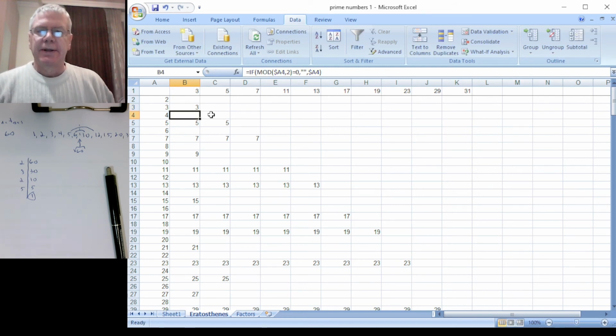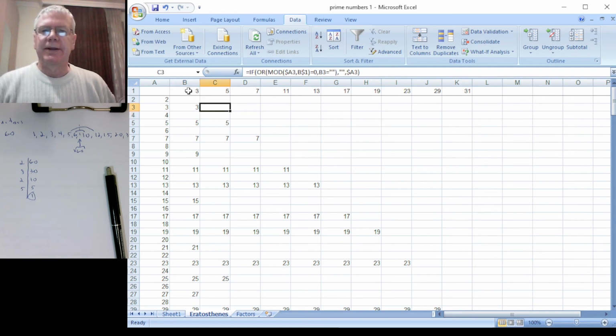And then I go to the next column, and this time I'm looking at the last prime, the 3. So I'm using the B1 here. And I just get rid of all multiples of 3, just using the same method. And so I keep the 5, I keep the 7, the 9 goes away. So I'm ending up with my primes along the axis here.